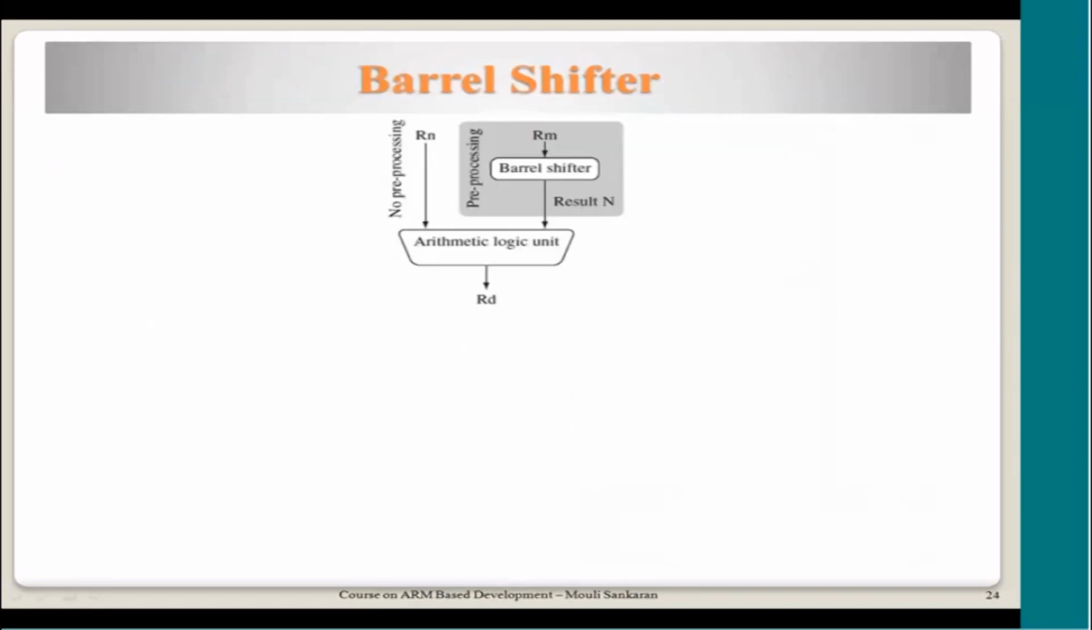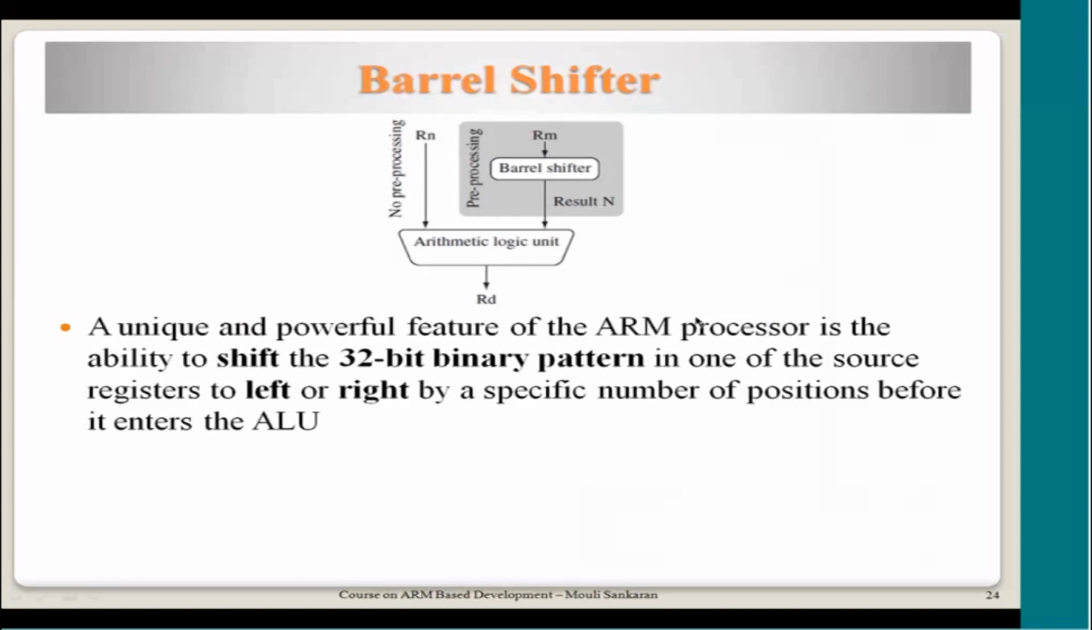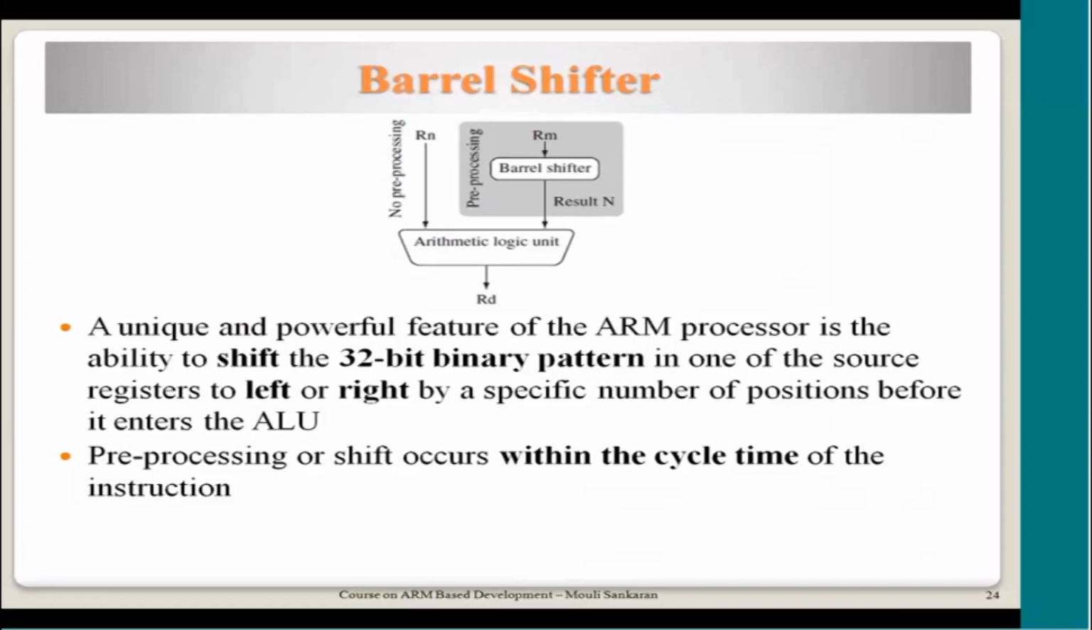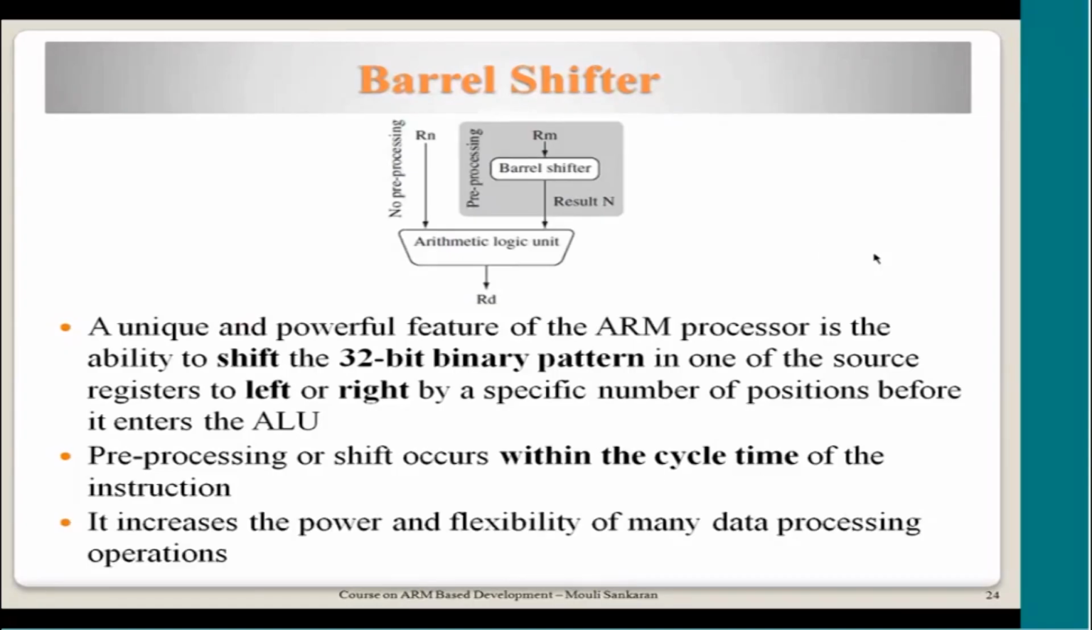Now, what does the barrel shifter do? It takes in Rm, does a barrel shifting operation if it has to be done based on the instruction, and then passes both on to the ALU as two parameters. Both are 32-bit wide. As I told you, all the registers are 32-bit and all the operands are 32-bit wide. The barrel shifter can perform any of the arithmetic operations, and remember that it all happens within the same cycle. So this improves the performance of the ARM processor.